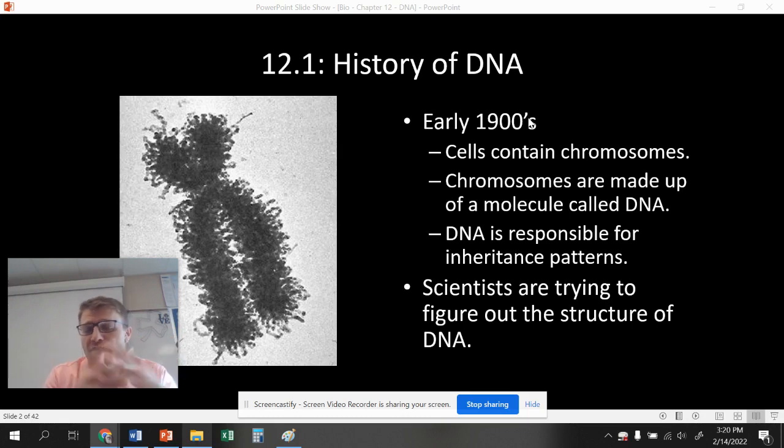At this point, scientists are trying to figure out the structure of DNA because they know it's an essential molecule and it's in all cells, and it's going to be really important going forward. It's like the thing we want to figure out. If you figure out the structure of DNA, man, you're going to be known in every biology textbook going forward.